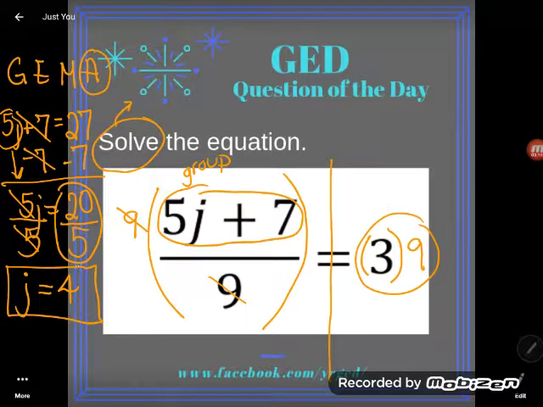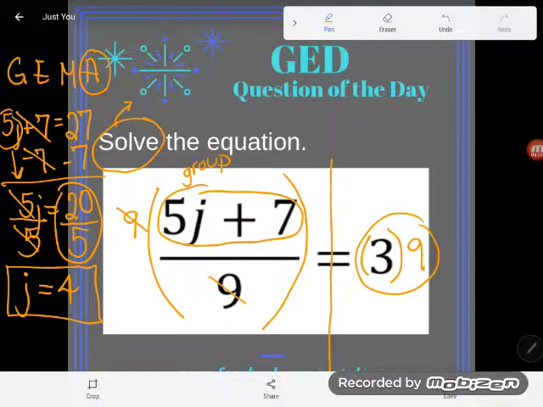And I am done. What number would j have to be in order to make this equation true? J would have to be 4.